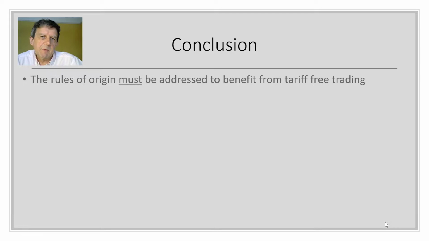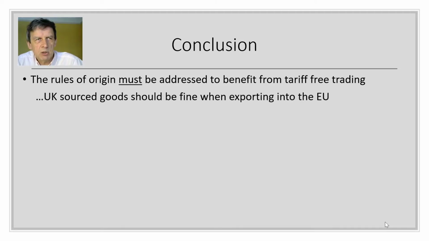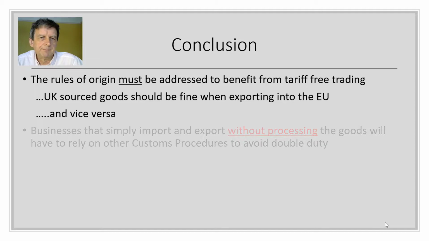So let's just round this up. So the rules of origin must be addressed to benefit from tariff-free trading. Yes, we have the possibility of getting 0% duty when we go in and out of Europe, but you have to claim it. And you're claiming it by meeting the rules of origin. Now, as I said, UK source goods should be fine when exporting into the EU, and vice versa.